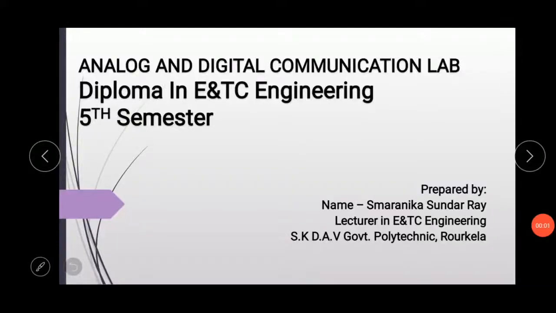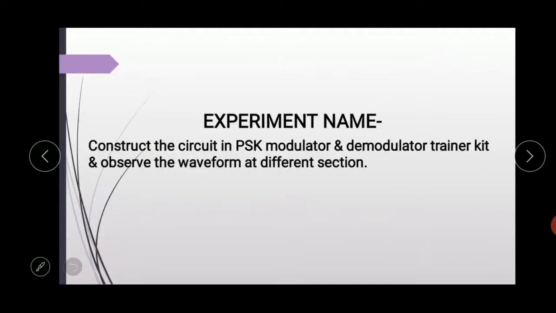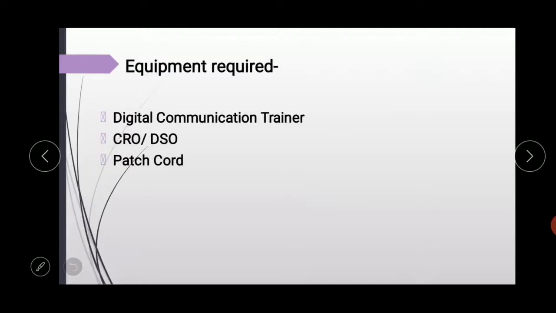Good morning, students. Today we will do an experiment of the analog and digital communication lab. The aim of today's experiment is to construct the circuit in the PSK modulator and demodulator trainer kit and observe the waveform at different sections. Equipment required are a digital communication trainer, CRO or DSO, and patch cords.